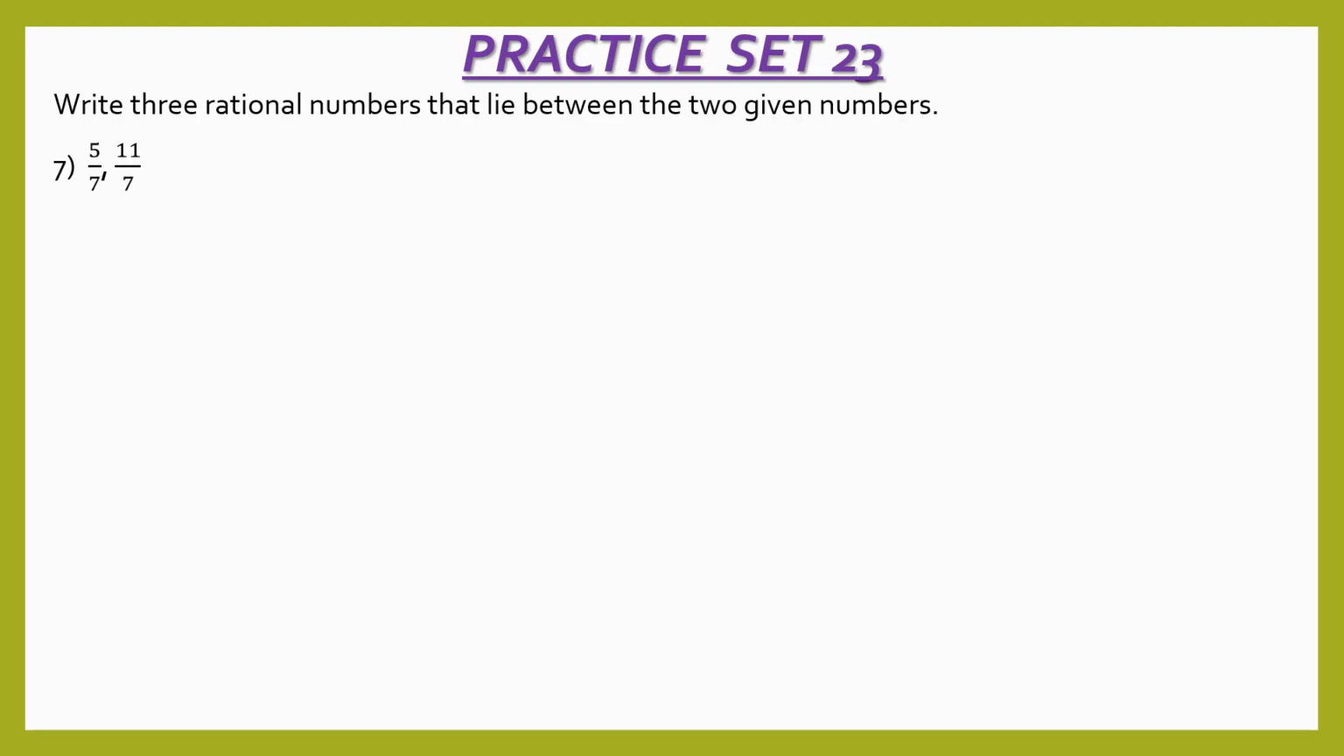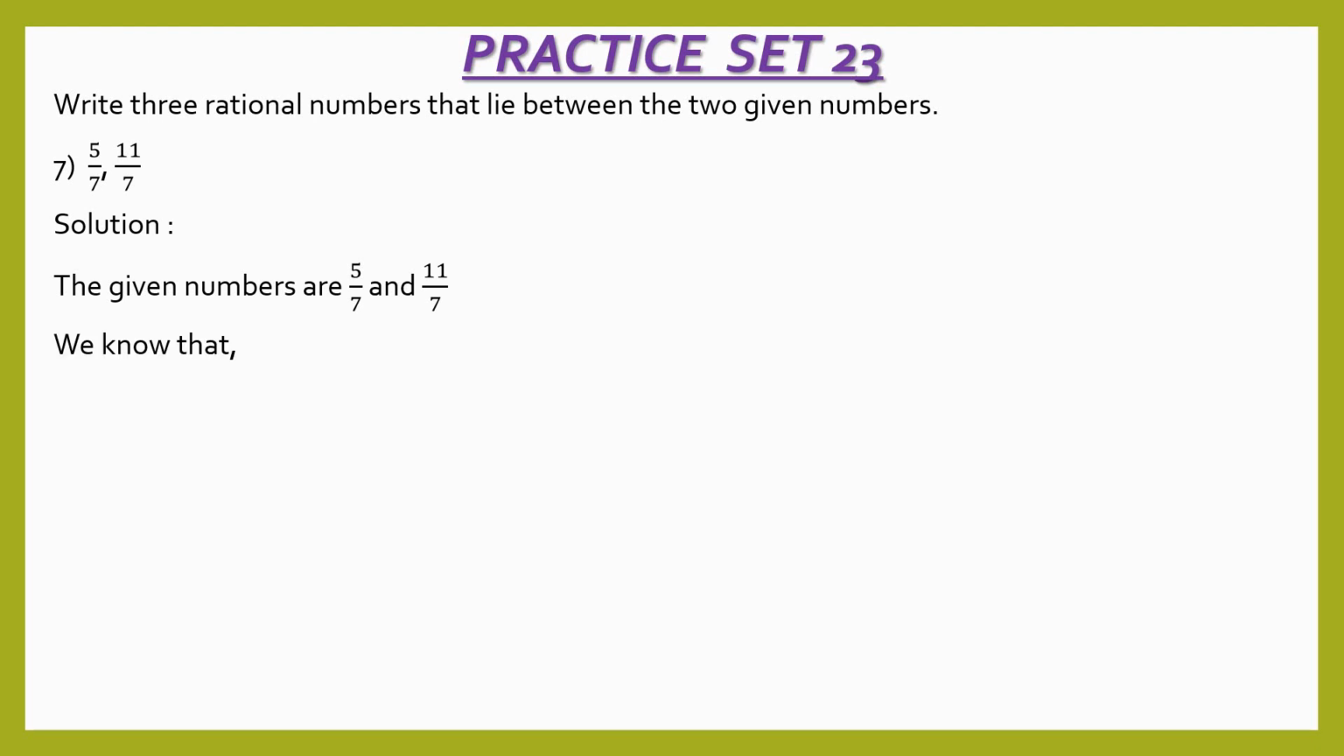Now the last question of this exercise, that is, write three rational numbers that lie between 5 upon 7 and 11 upon 7. The question is very simple. The denominators are already equal, so there is no need to convert this into equal denominators. Now, solution. The given numbers are 5 upon 7 and 11 upon 7.